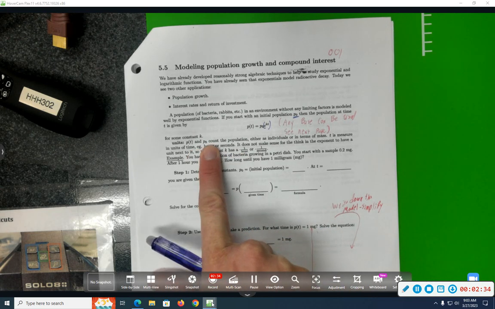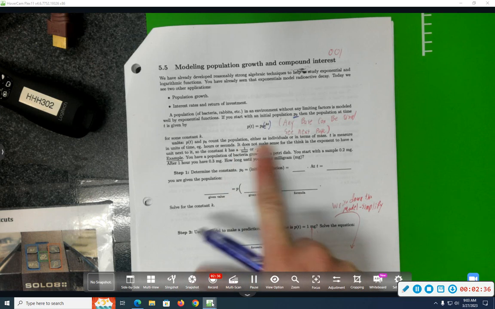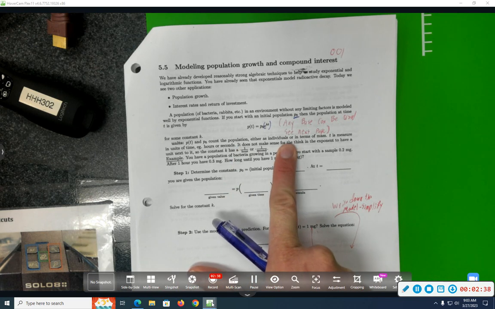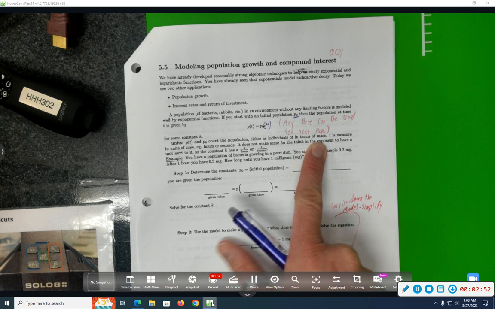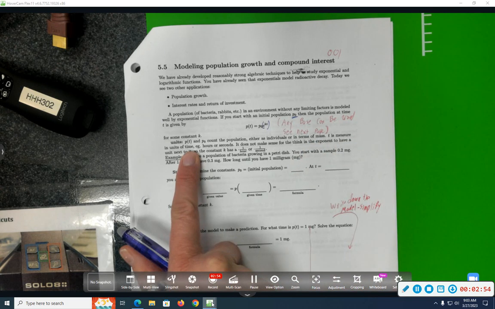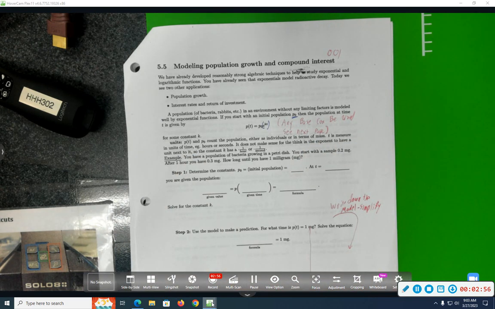Units. So P of t and P0 are counted in populations, so that might be measured in individuals if you're like a population of rabbits. It might be in mass if you've got like 5 kilograms of honeybees. That's probably more relevant than knowing that that's like 50,000 honeybees or something. T is a measure of time. It might be in hours or seconds or years, depending on how slow or fast the population grows.